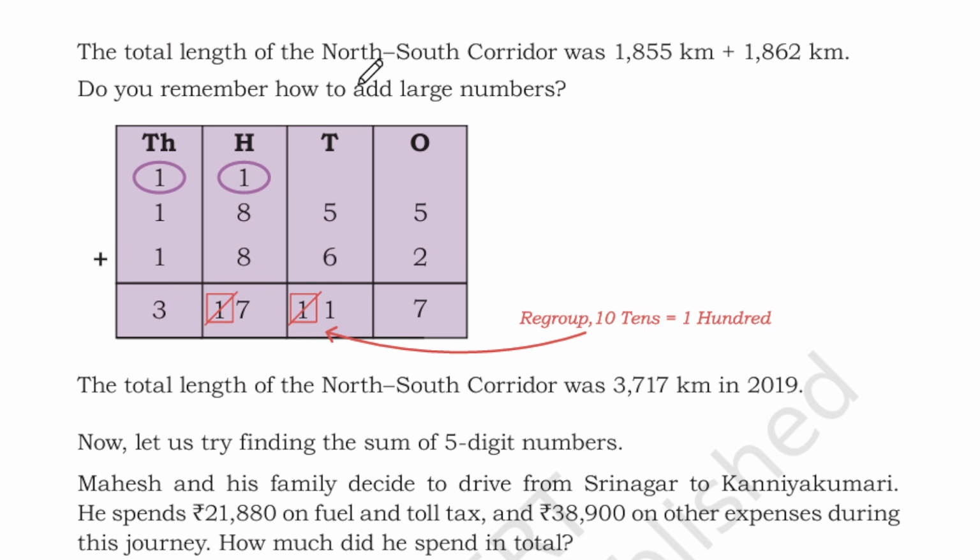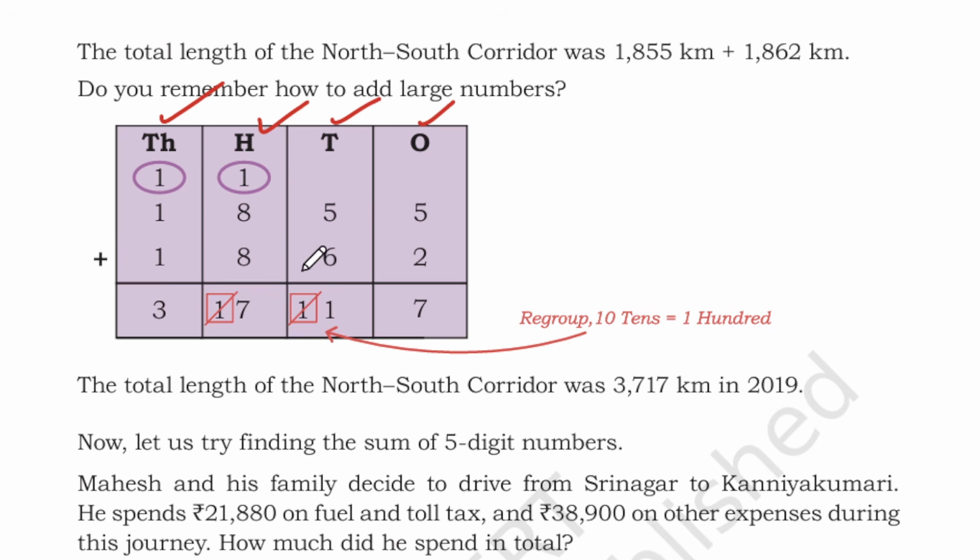Do you remember how to add large numbers? Yes. What will we do? We'll put ones, tens, hundreds and thousands. So this has been arranged. So 5 plus 2 is 7. 6 plus 5 is 11.